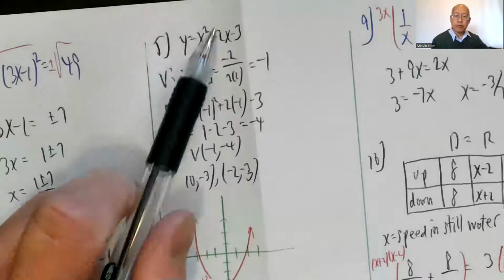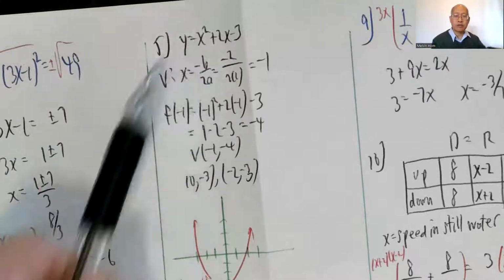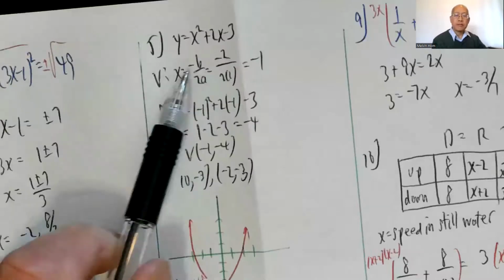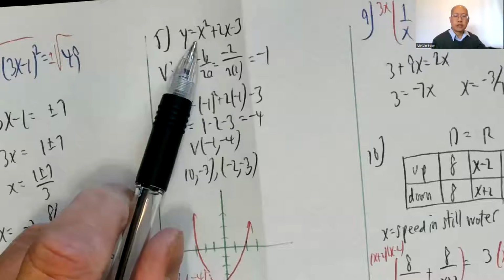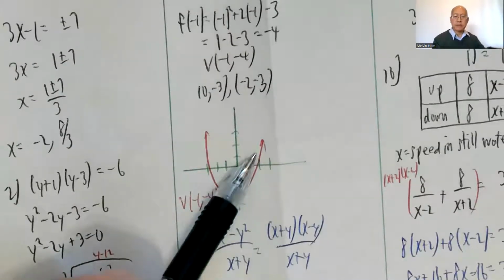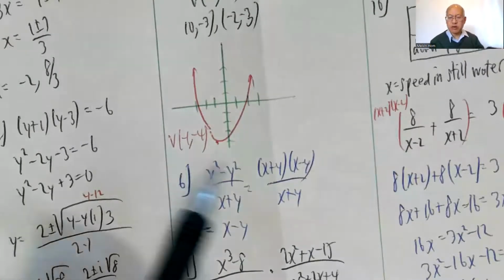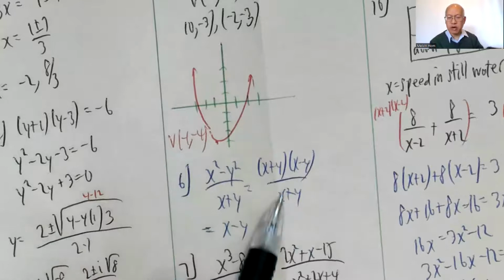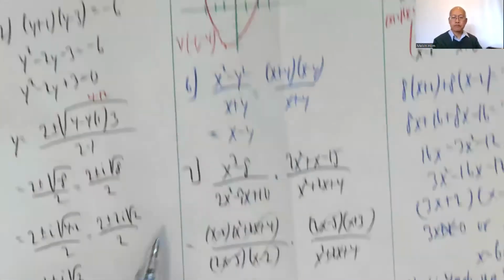I know it opens upward because there's a positive value for a, the coefficient of x squared. And I plug in 0, I get negative 3. Plug in negative 2, you can easily show that that also gives me negative 3. So the shape is something like this. Number 6, x squared minus y squared factors into x plus y, x minus y. Cancel out the x plus y. So the final answer is just x minus y.